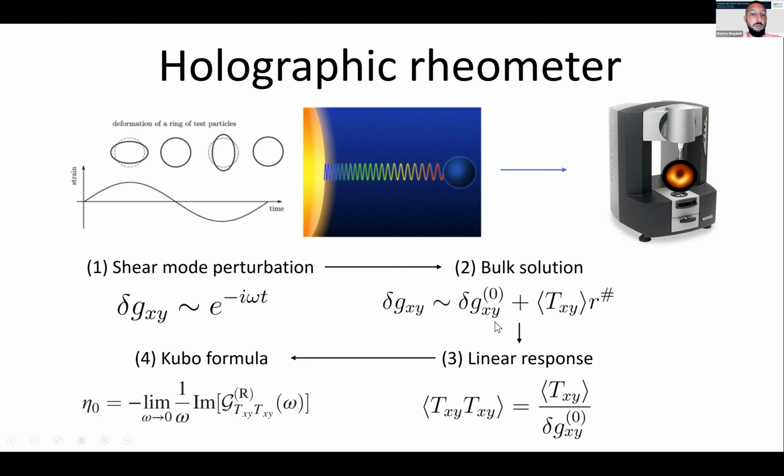And then you use linear response. You can compute the 2-point function of the stress, which in linear response is just the 1-point function divided by the source. And then you apply the Kubo formula that I showed before and you get the viscosity. Here it looks very complicated, but I guarantee this is the simplest computation that one can ever do in a holographic system. Indeed, you don't even need to do it numerically, you can do it analytically with methods which are well known.